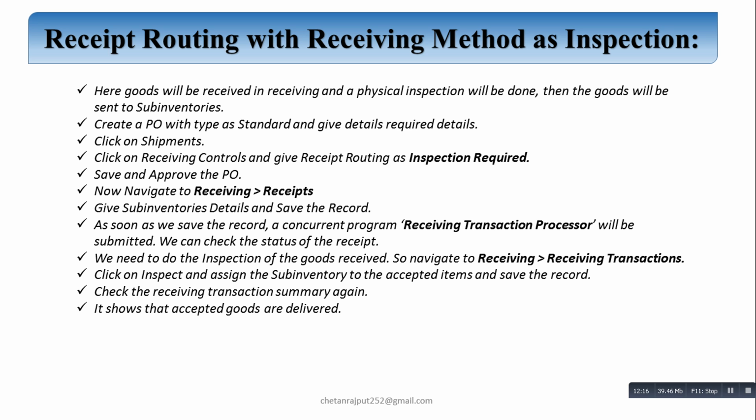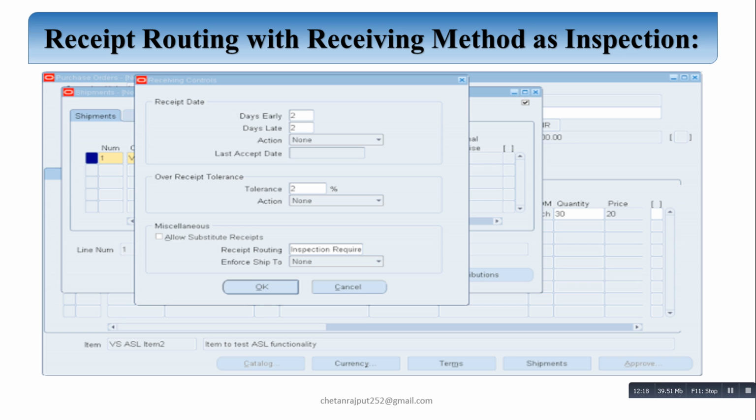This is a screen of the receiving control where we select receipt routing method as inspection required.